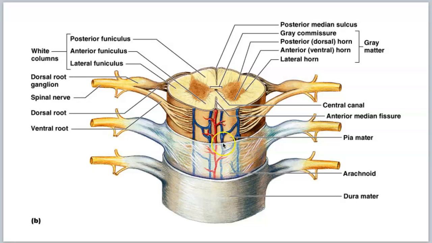Deep to the arachnoid is the subarachnoid space where CSF flows around the spinal cord. Very important. And then the pia mater is a delicate membrane that is right on top of the spinal cord itself.